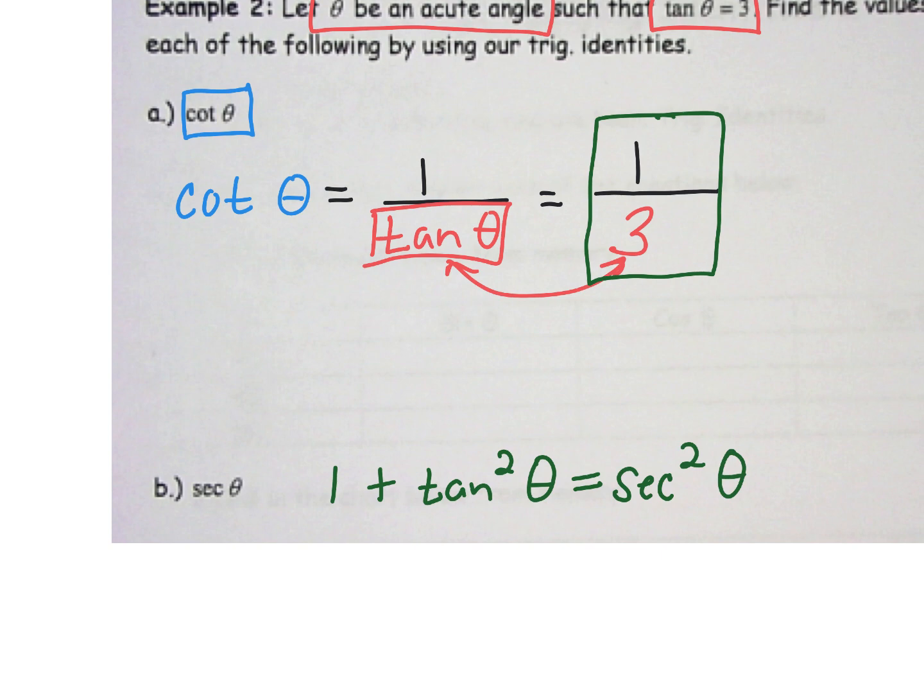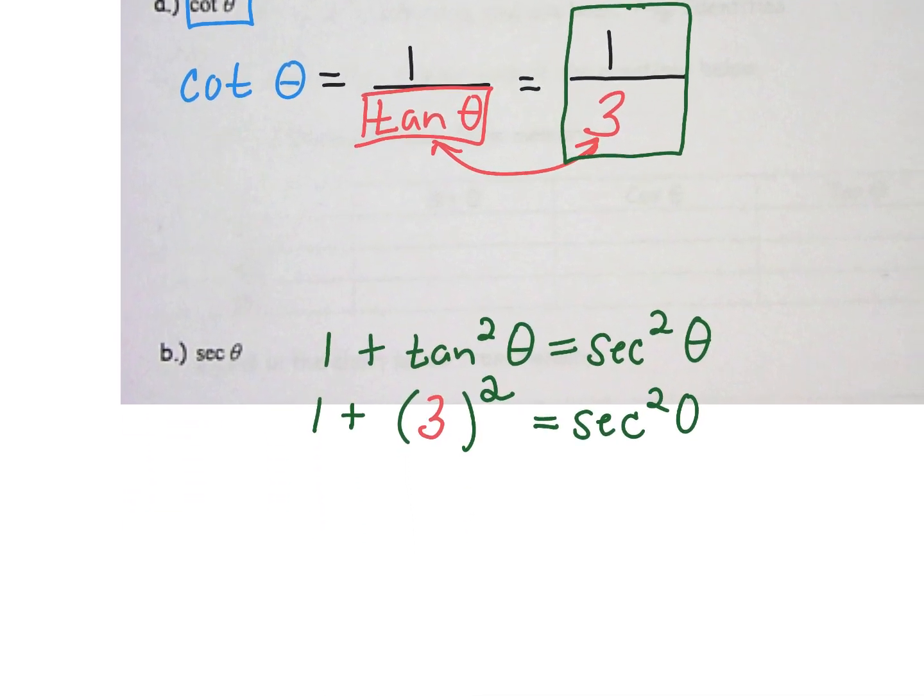Cool beans. Okay, so now I just fill in what I know, solve for what I don't. So we're moving into step 2. I have 1 plus, and we said that the tangent is 3. So I'm going to go ahead and fill that in. Tangent squared, don't forget to square it. So that is 3 squared, and that's equal to secant squared theta. So 3 squared is 9. And then I would simplify that left side. The sum of 1 and 9 is 10.